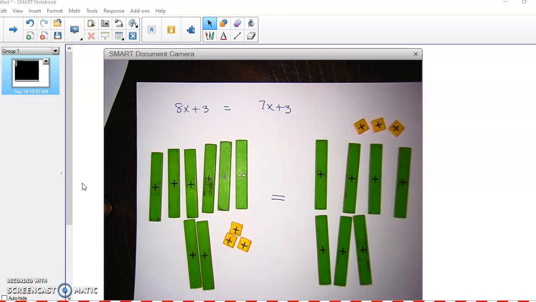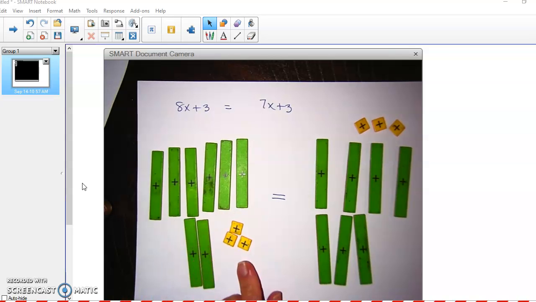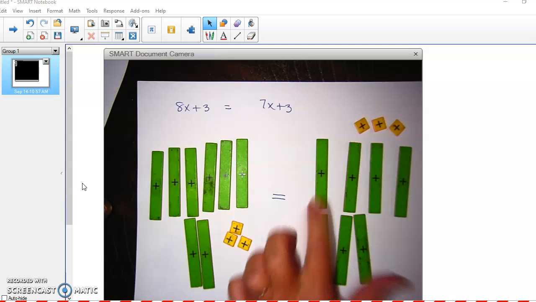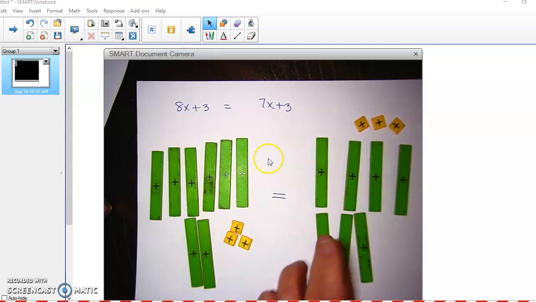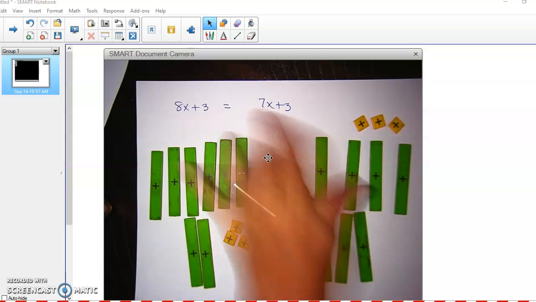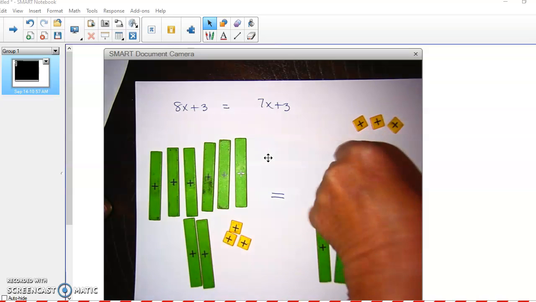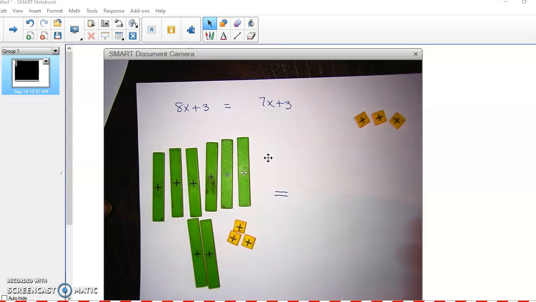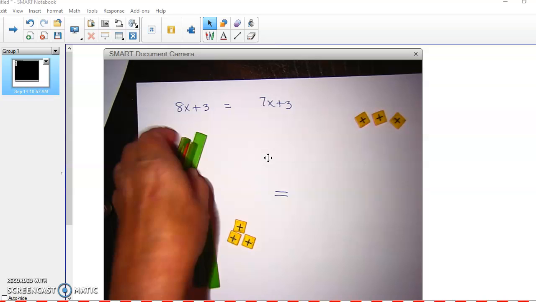So the next problem we're going to model is 8x plus 3 equals 7x plus 3. Okay, so the first step is to get your variables to one side. So let's get rid of the 7x over here. So we're going to subtract 7x from this side, and that means we need to subtract 7x from the other side.